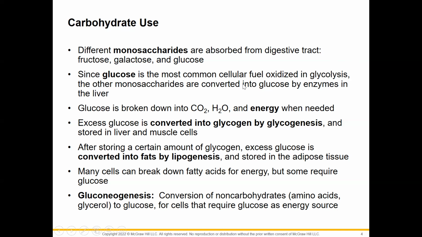When glucose is broken down for energy, the byproducts end up being carbon dioxide and water. So, where do we find the most carbon dioxide? Usually, when we think carbon dioxide, we think lungs and respiration. We think the respiratory system. But how did it get there?